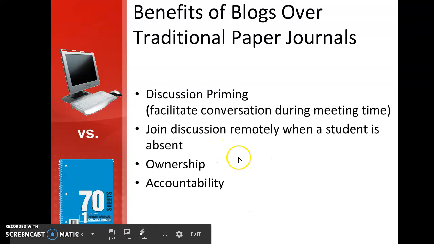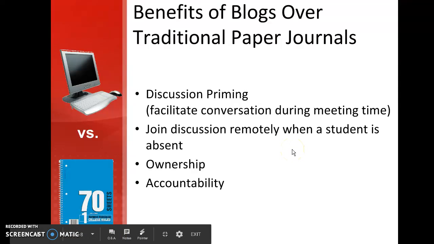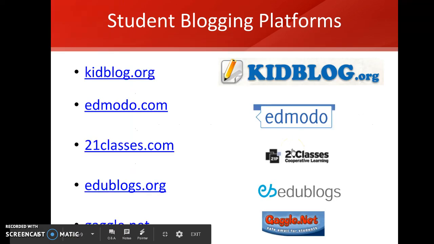If a student is absent, out of the classroom, perhaps even in another classroom, you can join the discussion remotely. They can, and as a teacher, you can join the discussion remotely as well. There's ownership and accountability. So when your blog is blank, you have some accountability as to what you've been doing for your work during this time.